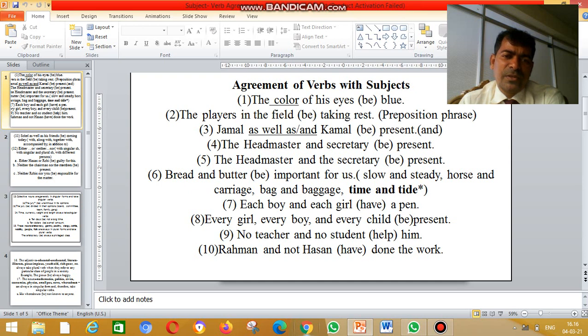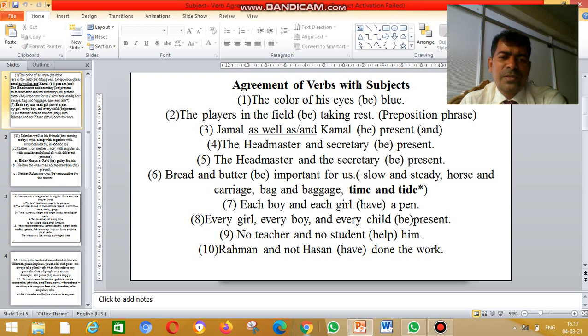So in sentence number 2, the players in the field are taking rest. Who are taking rest? The field here is a singular subject, so if you confuse between the subject players and the field, and if you take the field as subject of the sentence, it will be wrong, you will make a mistake here. So the subject is players, so the verb within the bracket would be are. The players in the field are taking rest.